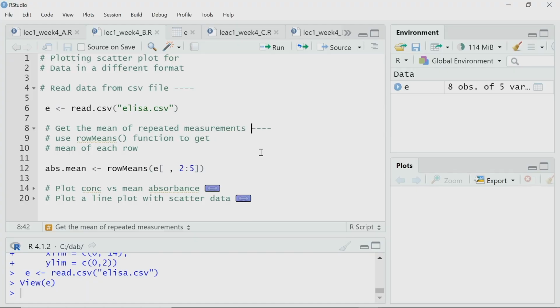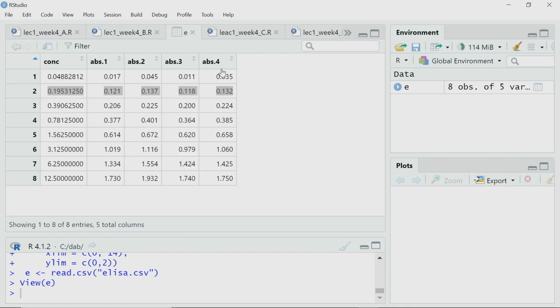Again, this is pairwise data. Rather than plotting all the data points, you will prefer to get the average of all these 4 observations and then plot them as a scatter plot. So, I have to get the mean of these 4 observations. I have 4 repeats of absorbance. For each concentration, I have to take these values and calculate the mean.